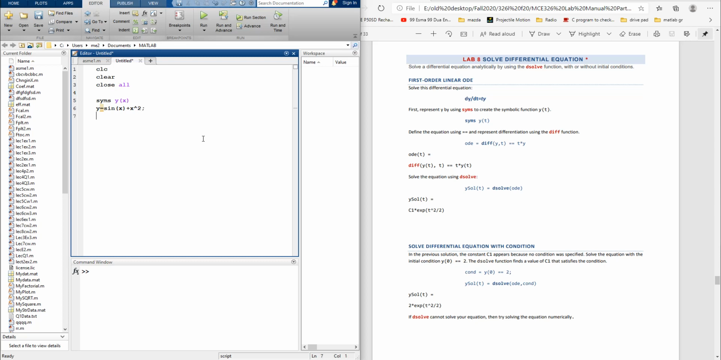Okay, now how can I find the value of y at x equal to, say, pi? We can write y_pi, just a variable name, equal to subs. It means I want to substitute in function y the value of pi, 3.14. So the y pi value will be calculated by substituting the pi value 3.14 in the y function, and then we will get it.